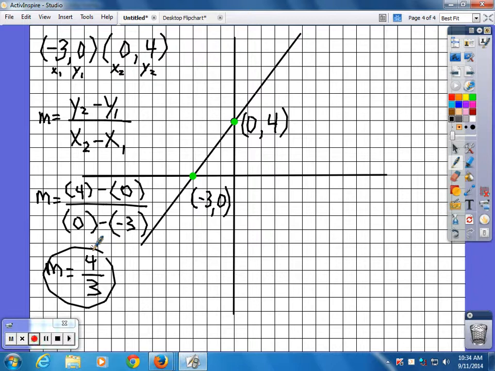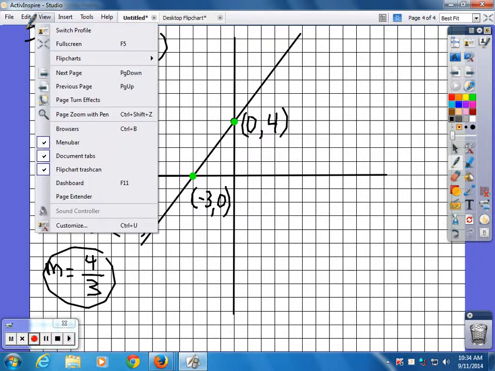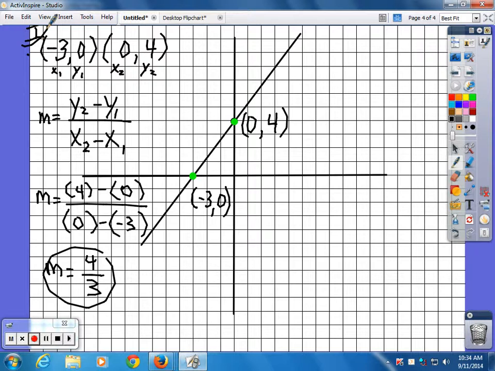So now we have a slope. That's the first part. Find your slope. And once you find your slope, this is part 2. Your slope, m, is equal to 4/3. And I'm going to pick a point. I'm picking 0 and 4. Why did I pick 0 and 4? The easiest. Always pick the easiest point. That means no negatives and no fractions.